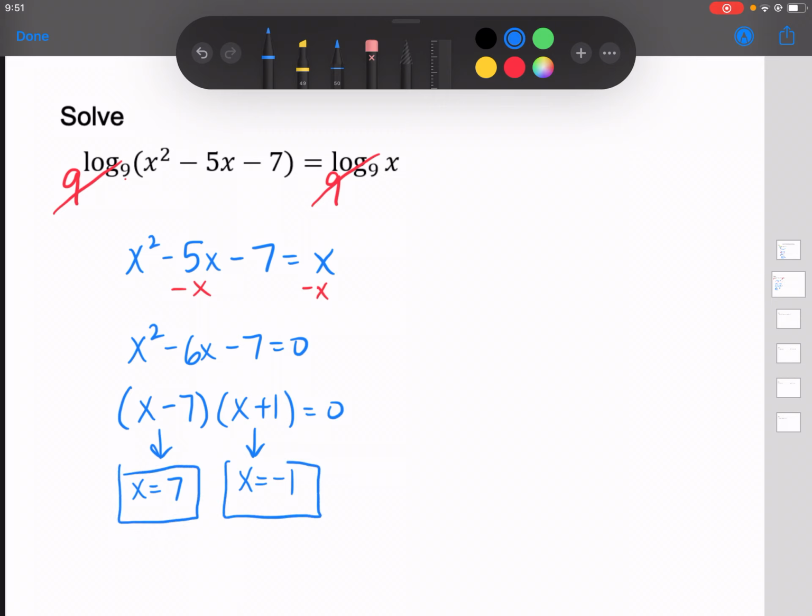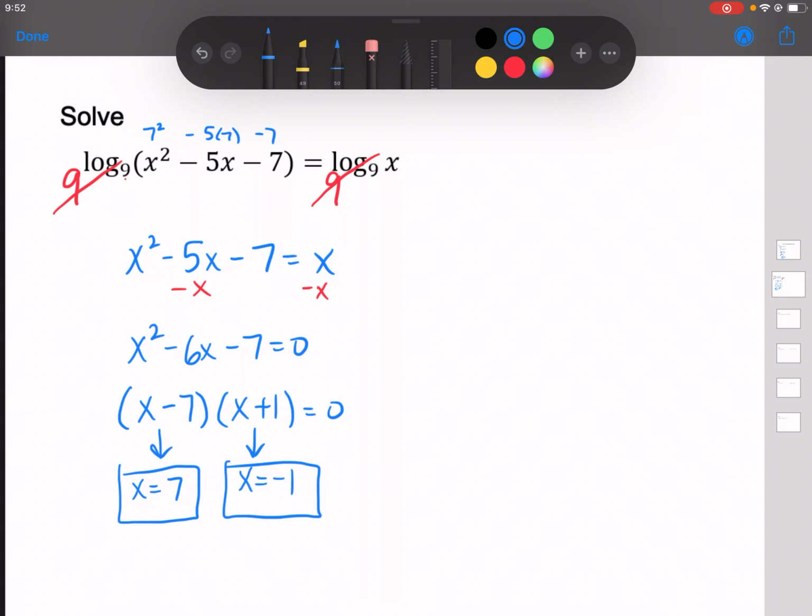And then we just need to check both of those to make sure it doesn't make either of our arguments negative. So we got to check both. So 7, if I do 7 squared minus 5 times 7 minus 7. 7 squared is 49. 5 times 7 is 35. So 49 minus 35, and then subtract another 7. That gives you 7. So that one's good.